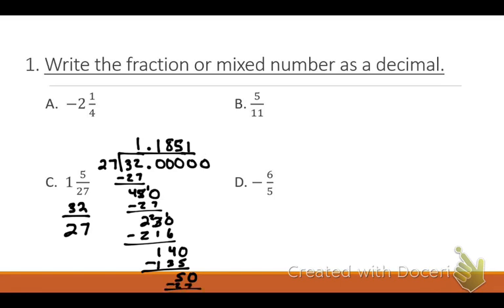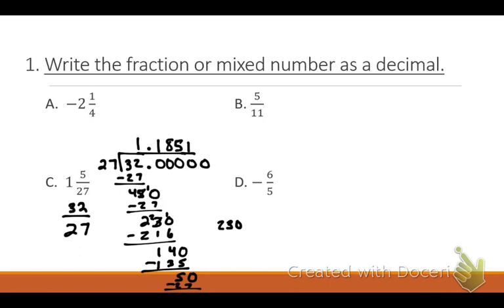What is 50 minus 27? 23, okay. Just start it here. I'm going to bring down another 0. How many times can 27 go into 230? 8. She says 8. Why do you think 8 already?